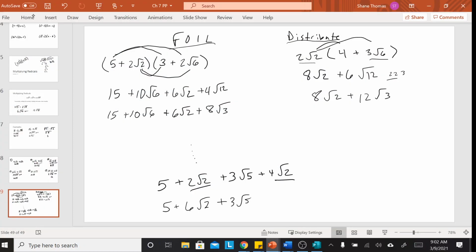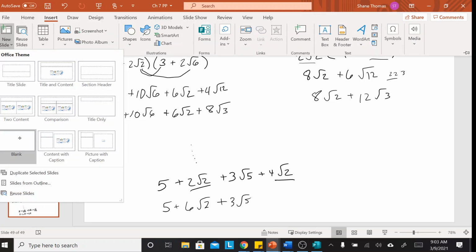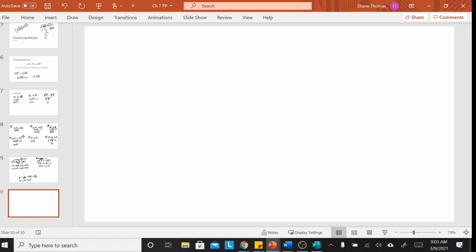I'm going to give you a couple examples here. All right. So I'm going to give you 2 of each type. 2 distribution, 2 FOIL.